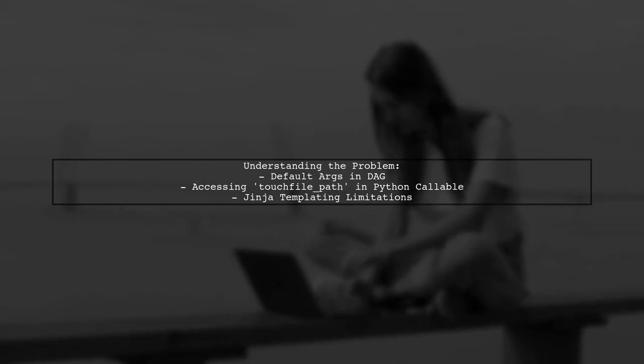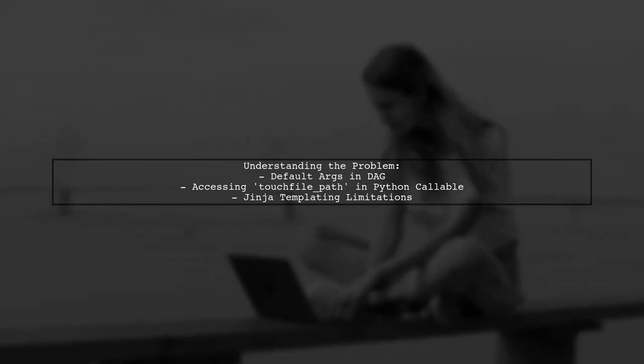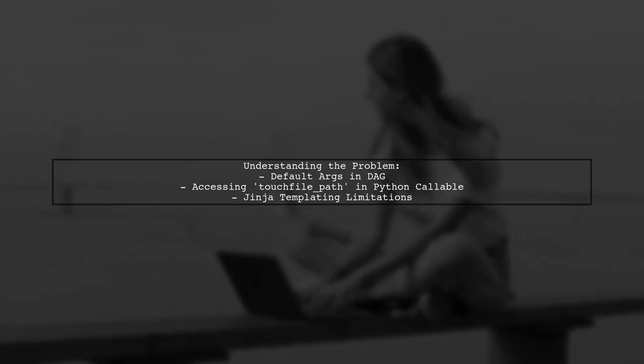Let's break down the question. The viewer has defined a set of default arguments for their DAG, including parameters like owner, retries, and a specific touchfile path. However, they are unsure how to access the touchfile path parameter within the Python callable function, especially since Jinja templating only works in certain attributes of the Python operator.